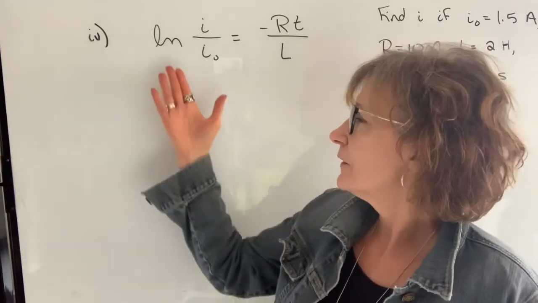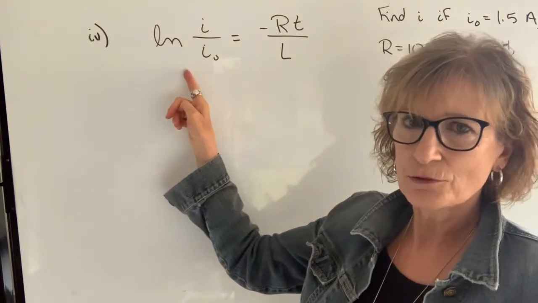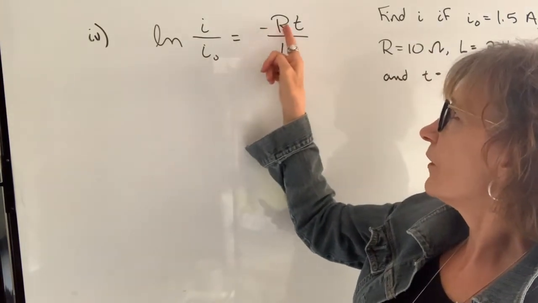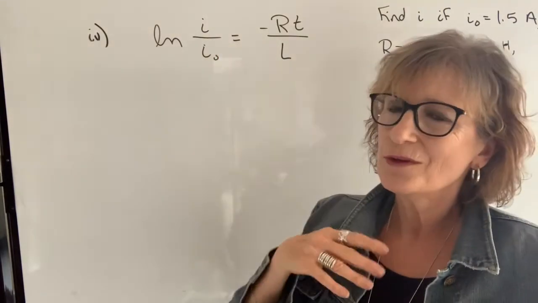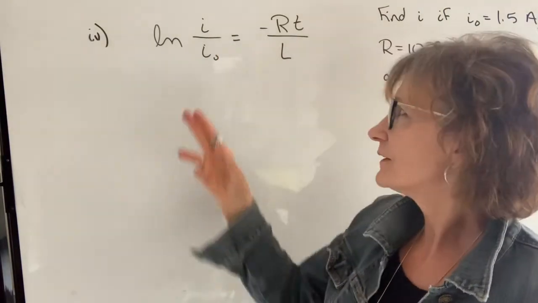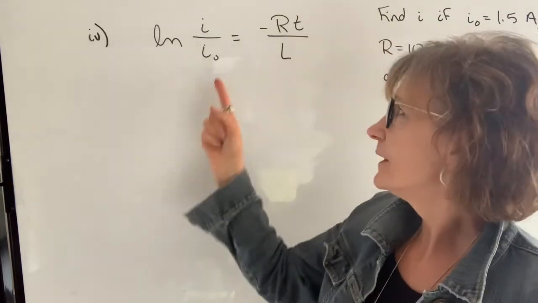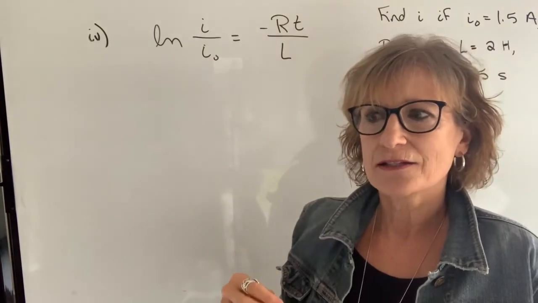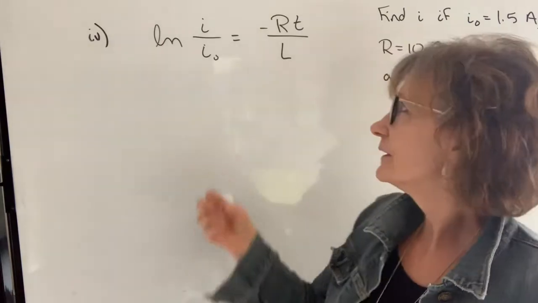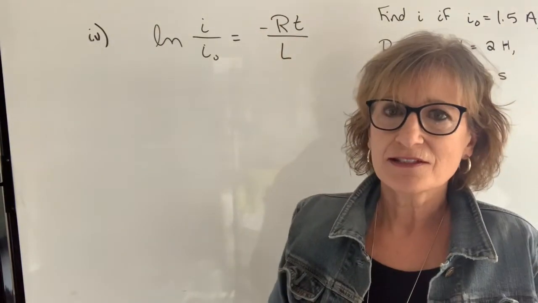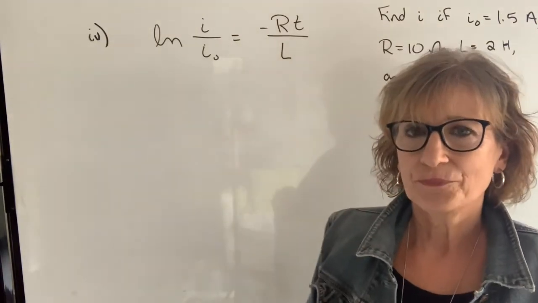So we have an equation here: the natural log of I divided by I sub 0 is equal to negative R times t divided by L. We don't need to know what all of these things mean, but I represents current at time t. I sub 0 represents the current at time 0 seconds, so the initial current. R represents the resistance, t represents time, and L represents inductance.